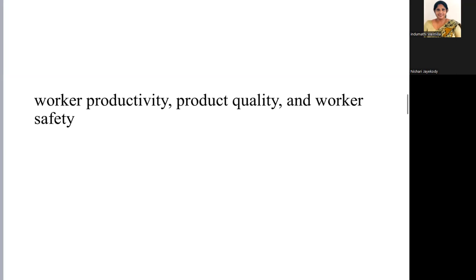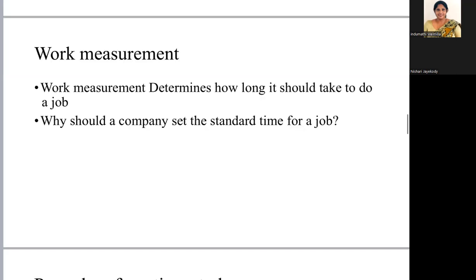Another component in work system design is work measurement. Work measurement is a way of determining how long it should take to do a job. That is an important thing: how long it should take to do a particular job. So work measurement techniques are used to set a standard time for a specific job.